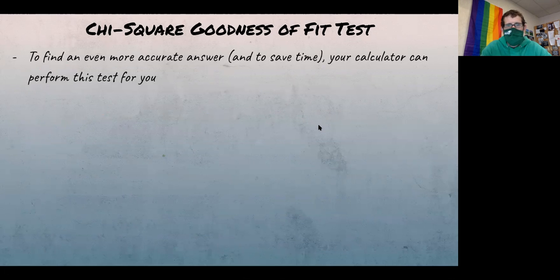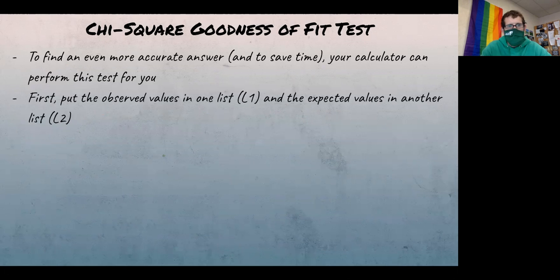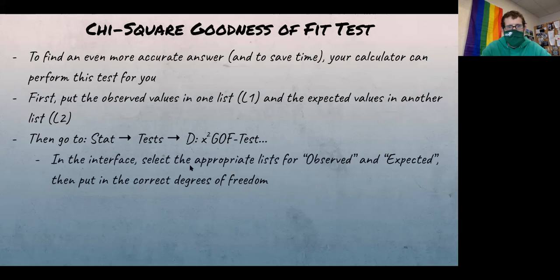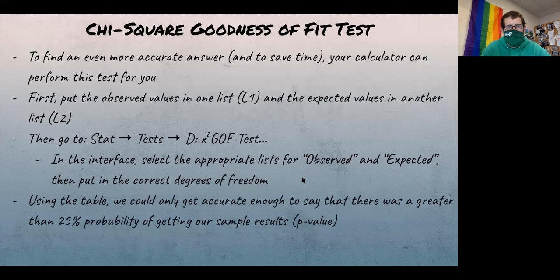To find an even more accurate answer and to save time, your calculator can perform this test for you. So we want to put all the observed values in one list and the expected values in another. And then we can do this chi-square goodness of fit test. It actually shows up in your calculator. So in the interface, you want to select the appropriate list for observed and expected and put in the correct degrees of freedom. And with a table, we could only get accurate enough to say it was greater than 25% probability. But we can find the true p-value.